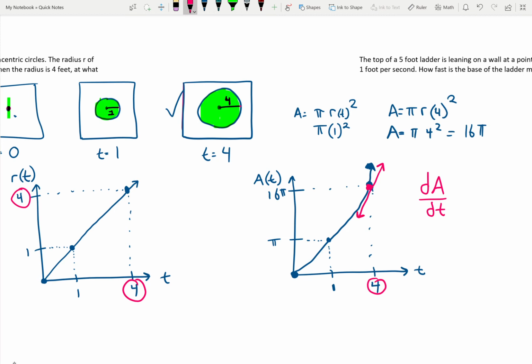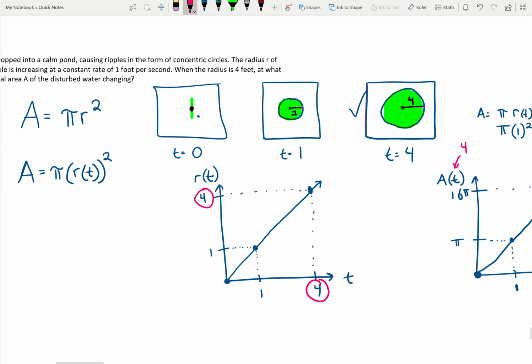dA/dt for this point. What's the best way to visualize this for you guys? So I'm looking at maybe like this. This will make sense, right? Because I plugged in 4 here. So I'm trying to find the rate of change when t equals 4. So what is the slope of this tangent line? That's what the question is asking.